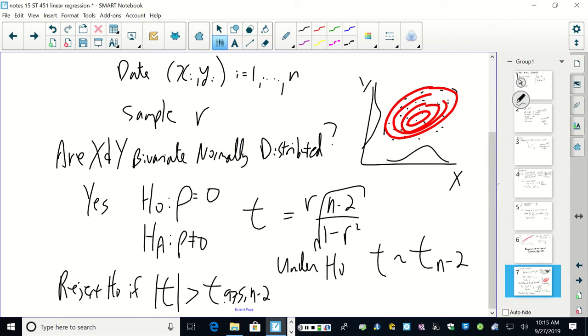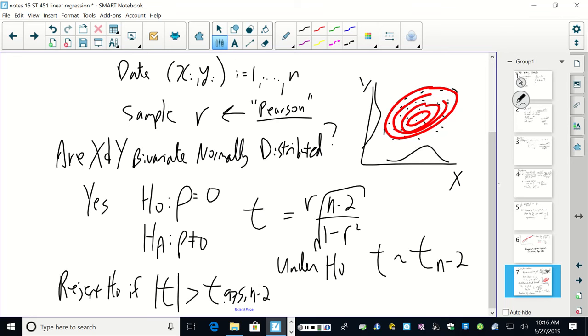If things don't really look normally distributed at all, and X or Y is skewed, or there are outliers or other patterns, this test might not be so accurate. This sample R is called the Pearson product moment correlation. Karl Pearson in the early 1900s wrote about this, wrote about the test, wrote about the distribution, and used it. So the correlation based on the XY data directly is the Pearson correlation.